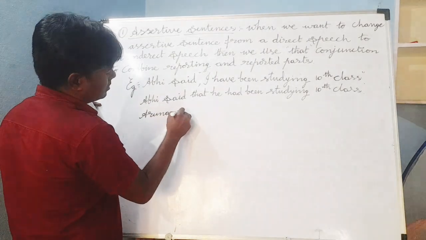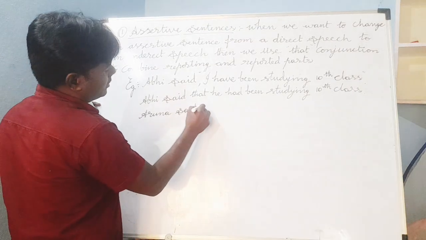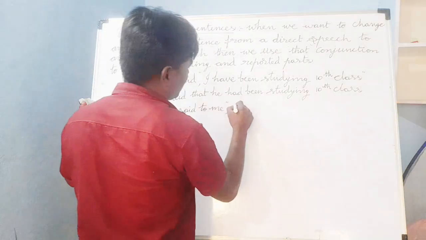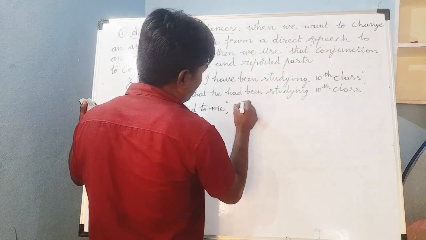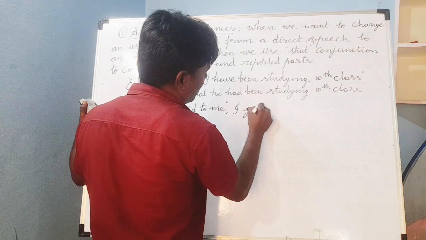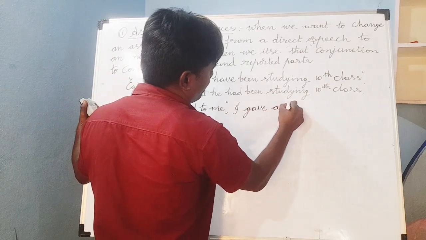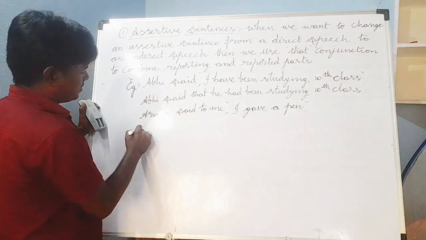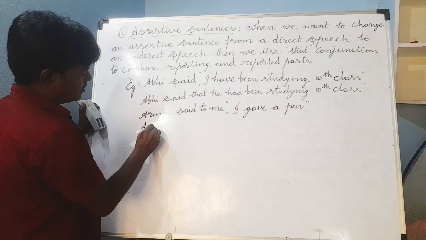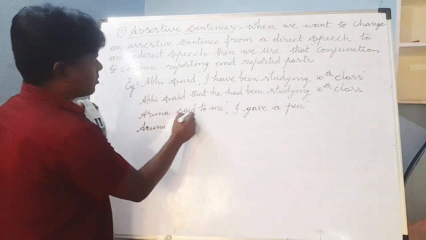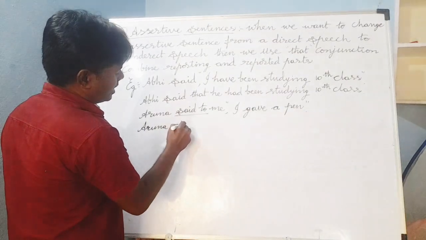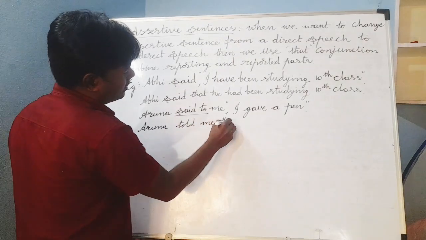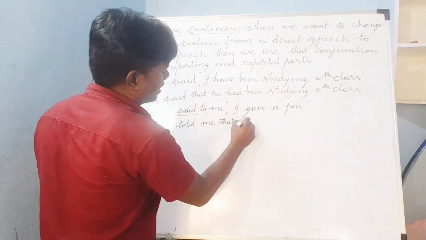Aruna said to me. Aruna said to me, I gave a pen. I gave a pen. So now Aruna, so said to change it into told. Remember that? Said to change it into told me that I become she because of Aruna.